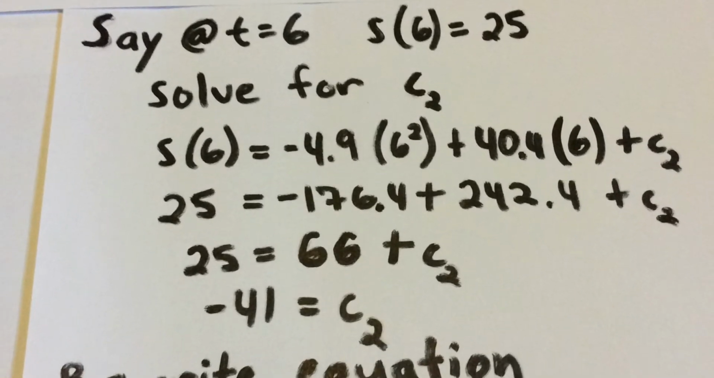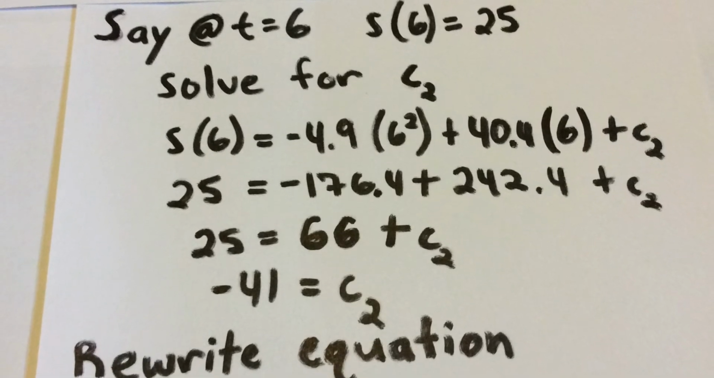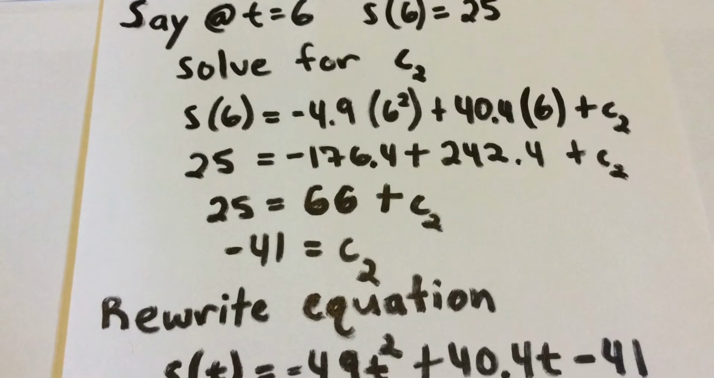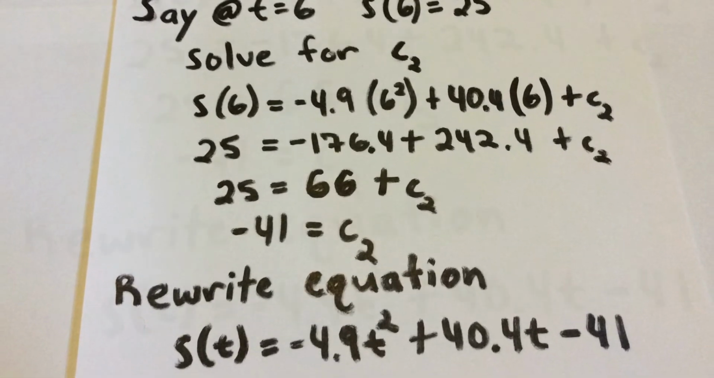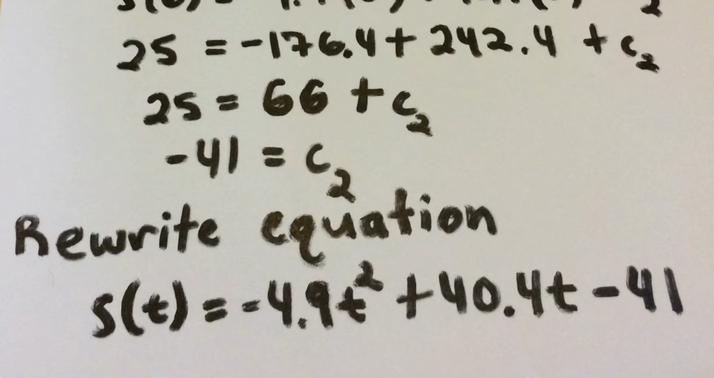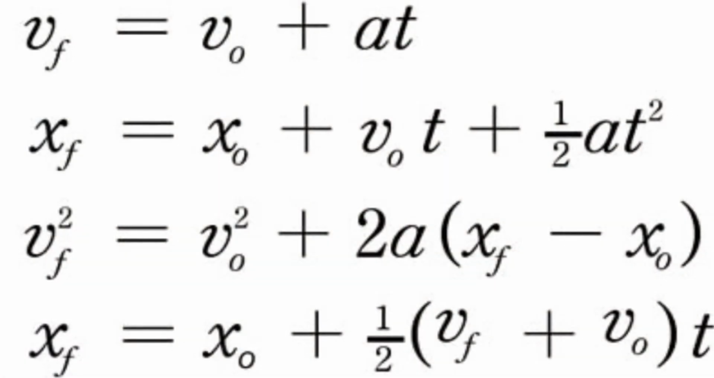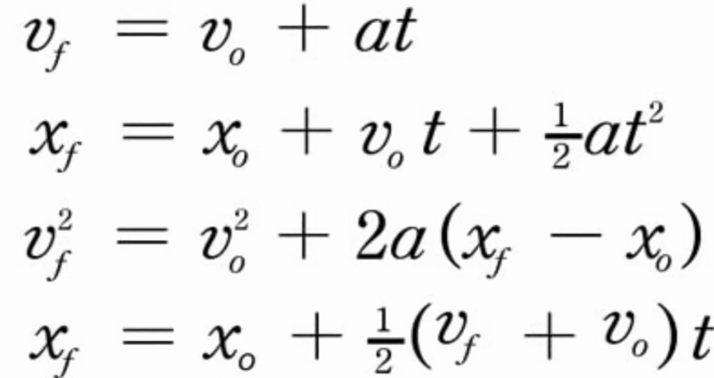And now that we have c2, we can rewrite the equation to give us our full position equation. Now this might start to look familiar, right? This is the equation that we saw earlier that we use in physics class. It may be slightly rearranged, but don't be fooled. This equation is the exact same one as this one second to the top. And it's this process that found us this equation.